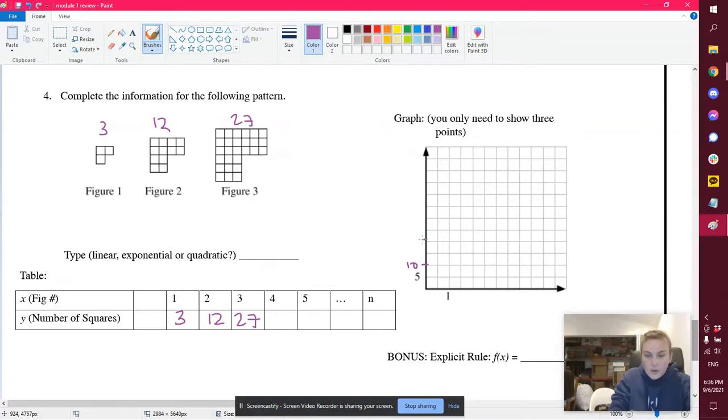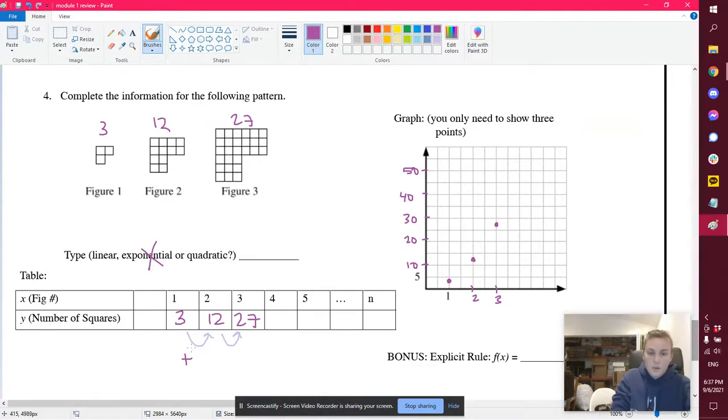Already I can graph some of this. I can say for figure 1, there's 3. For figure 2, there's 12. And for figure 3, there's 27. So already I've gotten all my points for the graph. I've gotten most of my points for the table. And we can see, did we multiply by the same thing twice to get here? No, right? Because this is times 4, and this is not times 4. Because it's not multiplied by the same thing, it's definitely not exponential.